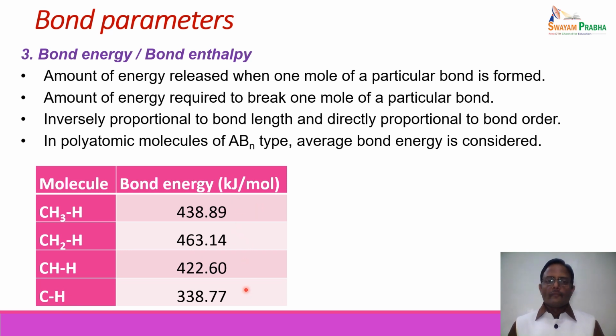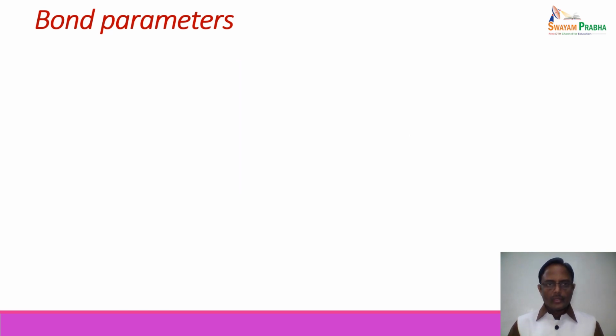In such a case, what we do is we consider the average of bond energy. Hence whenever we express the bond energy of the C-H bond in the CH4 molecule, it is always the average of the 4 bond energies considered. Fourth bond parameter is the bond angle.